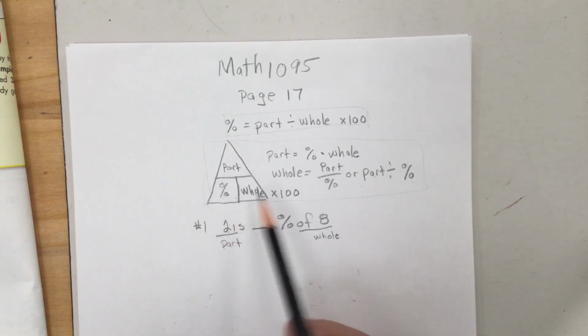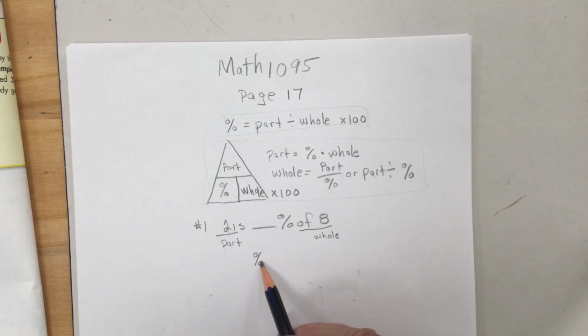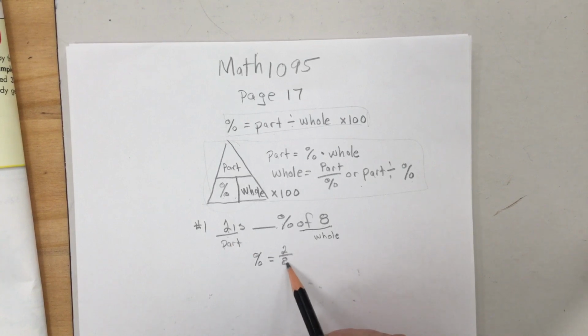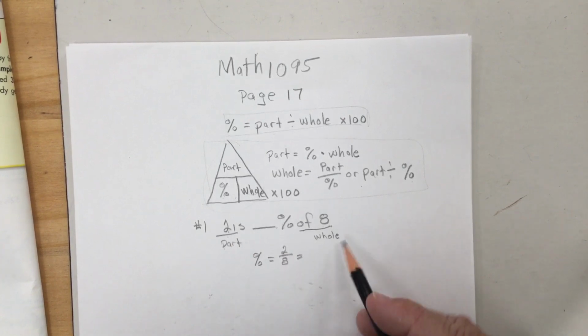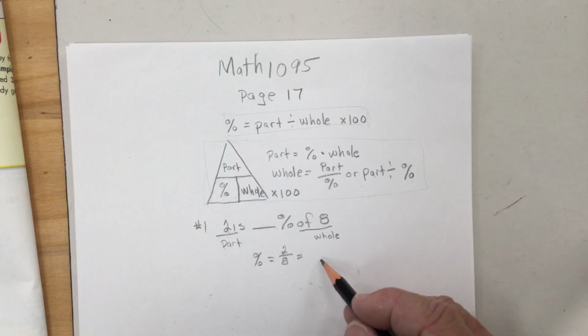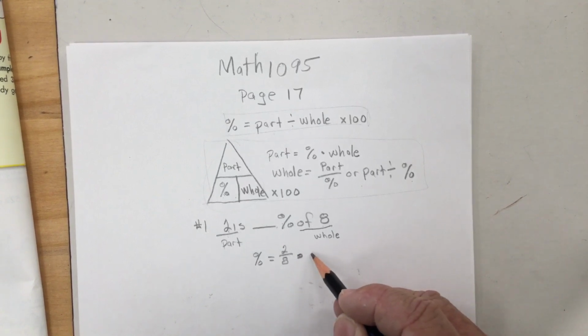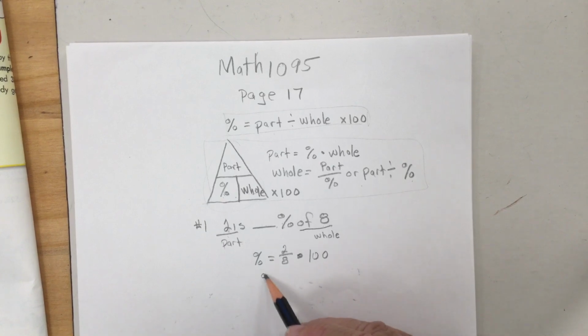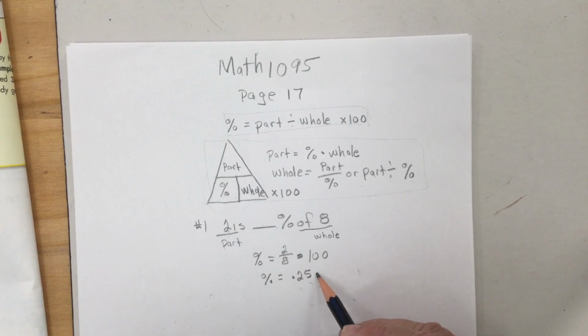It's the part divided by the whole. So our percent is equal to our 2 divided by 8, which is, let me see, 0.25. Oh, and then we're going to multiply by 100. Okay, so we're going to have the percent is equal to 0.25 times 100. Move the decimal over 1, 2. So our percentage is 25. Okay, so that is our answer for the number 1 problem there.